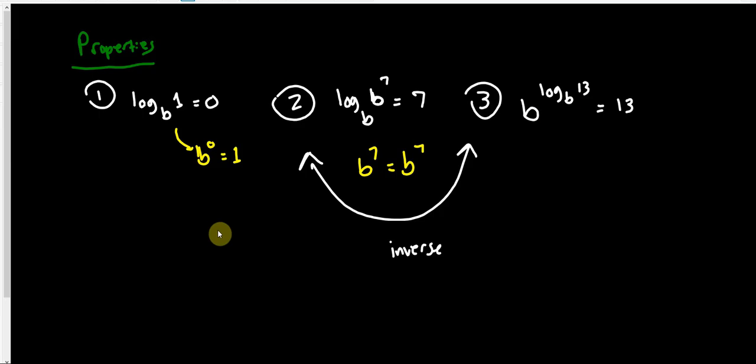So let's actually use these properties really quickly, or show you how these properties are kind of used. I may ask you to evaluate something like the log base 3 of 1. And hopefully right away you know the answer, because if I have a log of any base of 1, that's just going to equal 0. That's that first property.